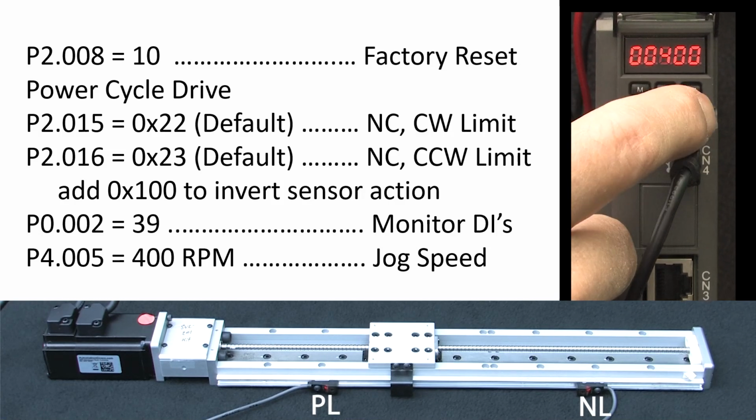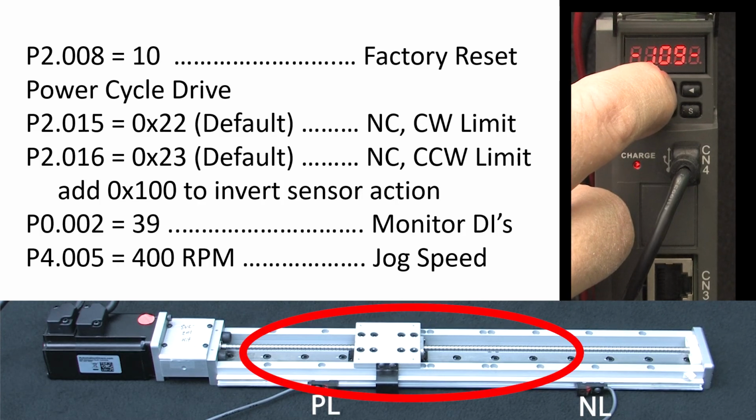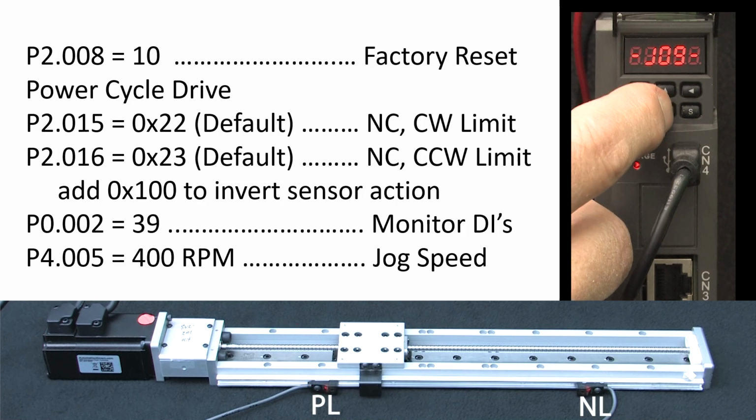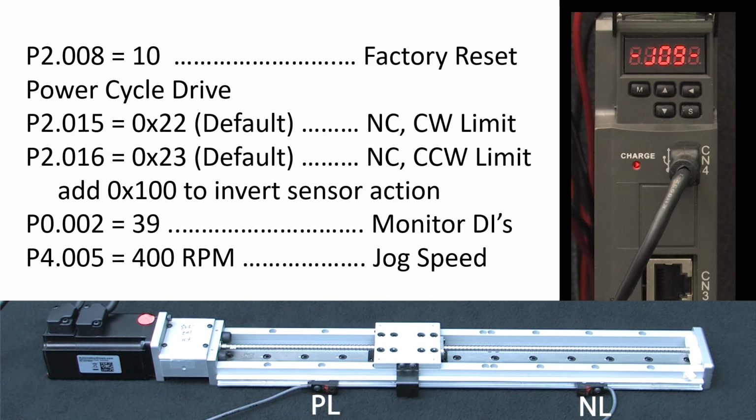400 RPM ought to be fine for this guy. Oops, the drive's telling me I forgot to turn the servo on. Let's enable the servo and try that again. Up arrow to jog in the forward direction. Great, we're moving towards the positive limit. That's good. Down arrow to go in the negative direction, and we go towards the negative limit. Perfect, everything's set up correctly. If your limit switches are backwards, you could either move them, rewire them, or just swap the parameter values.